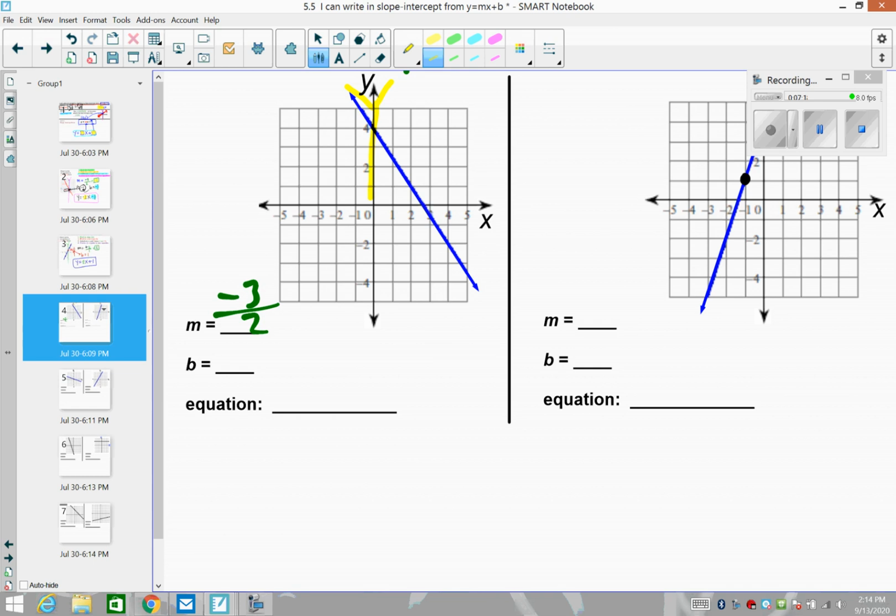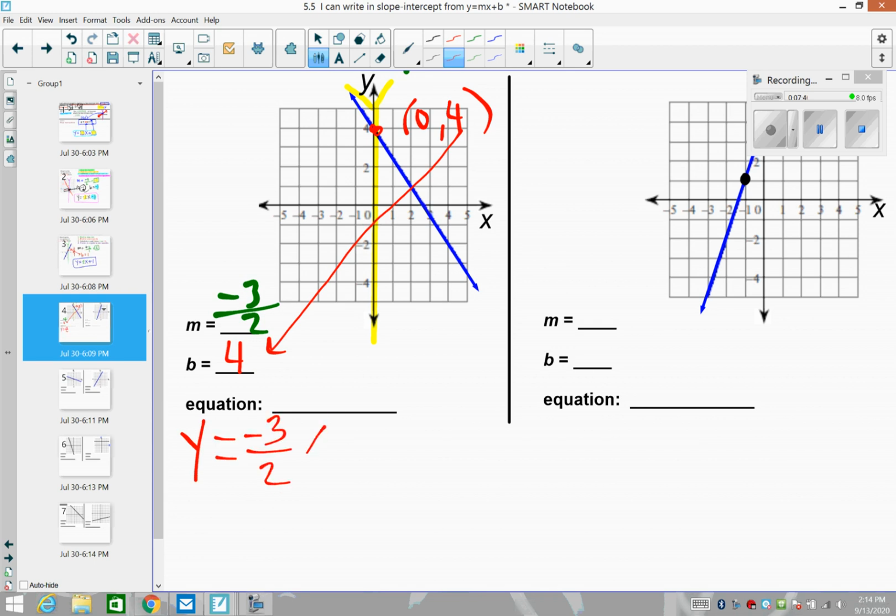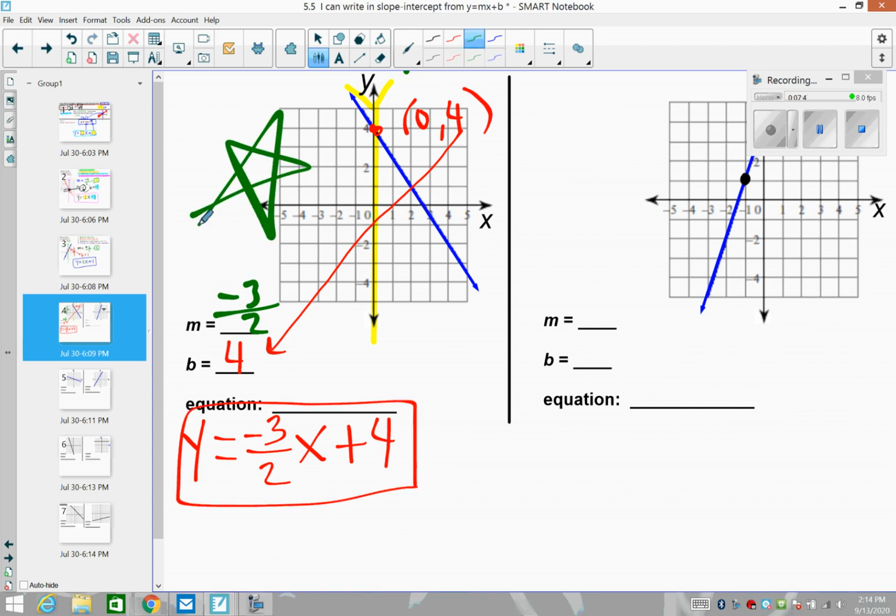Y-axis, there it is. Where does the y-axis hit the blue line? The y-axis hits the blue line right here, right there at 0, 4. For the y-intercept, we take the y-coordinate only because it's always 0 something on the y-axis. So we have everything we need then. The equation is y equals negative 3 over 2x plus 4. Yay! Hopefully you got that correct and you give yourself a giant star. I did it.